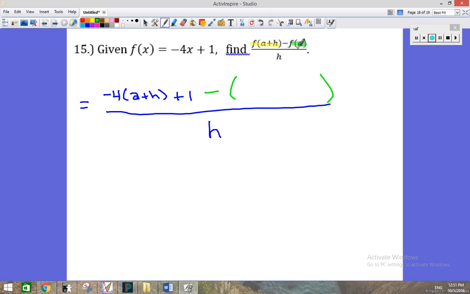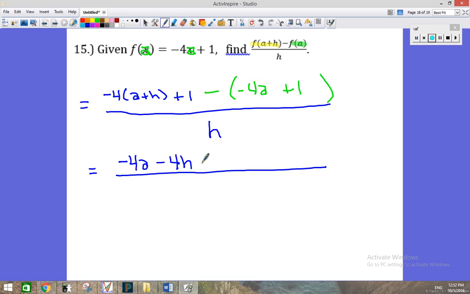And what expression do I have here? Well, the input is a. So I replace x with a. So I have negative 4a plus 1. When I go to simplify this, I distribute the negative 4, negative 4a minus 4h plus 1.